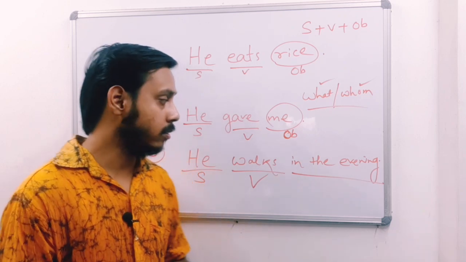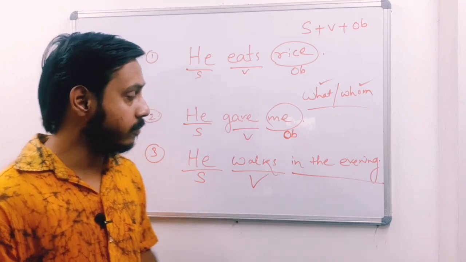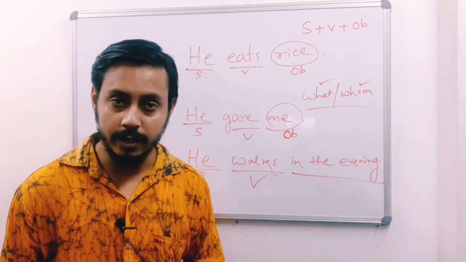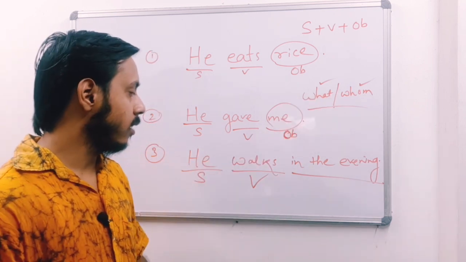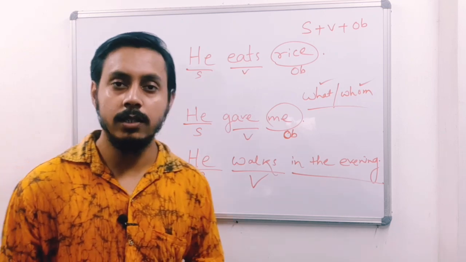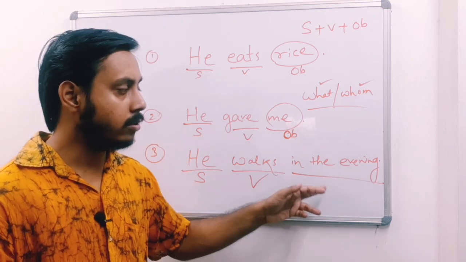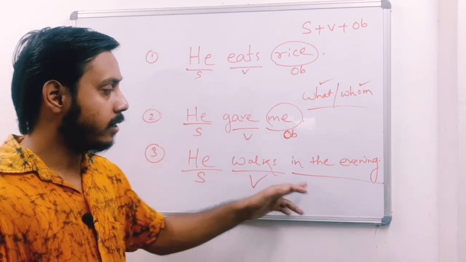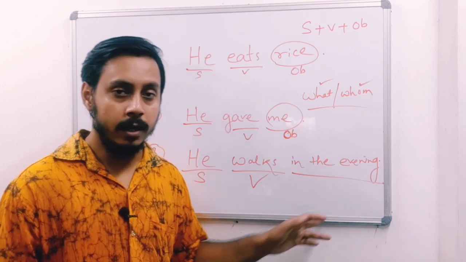Then is it an object or not? Ask the question. He works what? He works in the evening. No. Then ask again with whom. He works whom? He works in the evening. Correct? No. That means we haven't got the answer, right? That means for sure in the evening is not an object. Okay, understood?